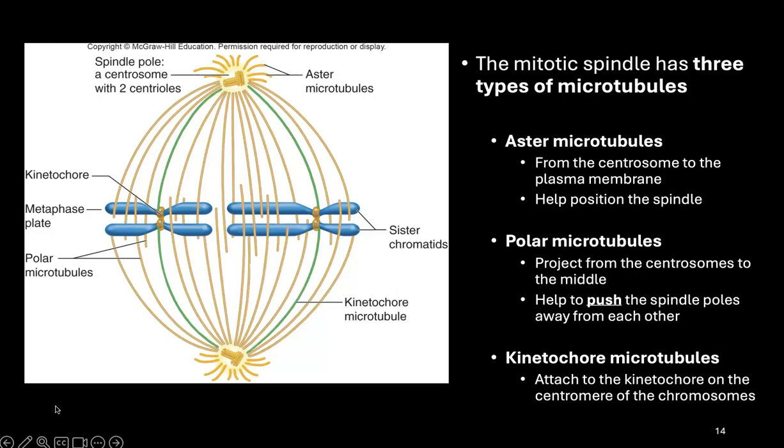Polar microtubules project towards the middle of the cell, and at anaphase begin to push the spindle poles away from each other. Lastly, the kinetochore microtubules attach the spindle pole to the kinetochore proteins at the centromeres of each chromosome. These will eventually pull individual sister chromatids towards each pole, separating them into different cells by the end of mitosis.